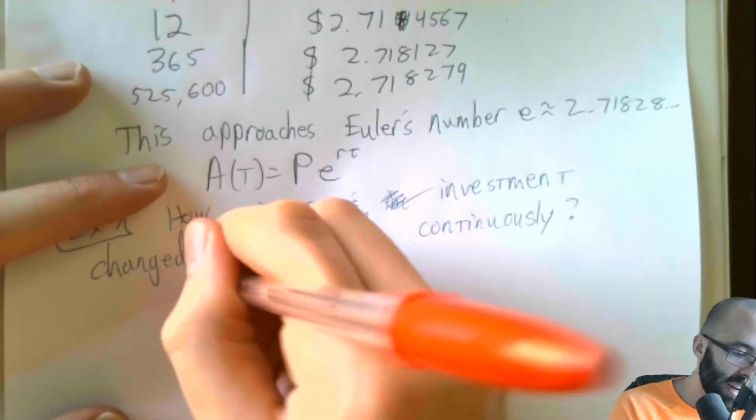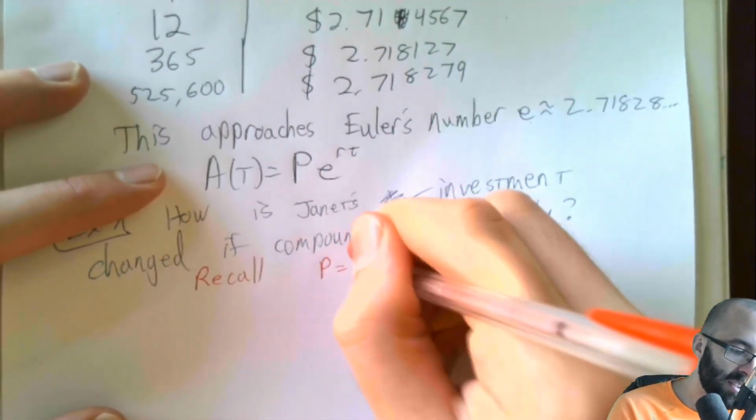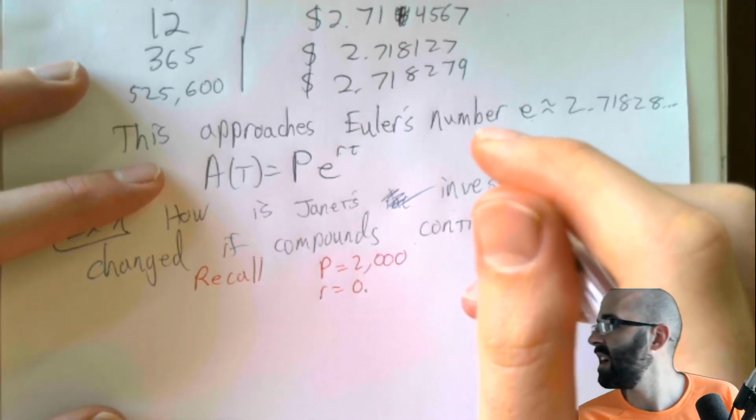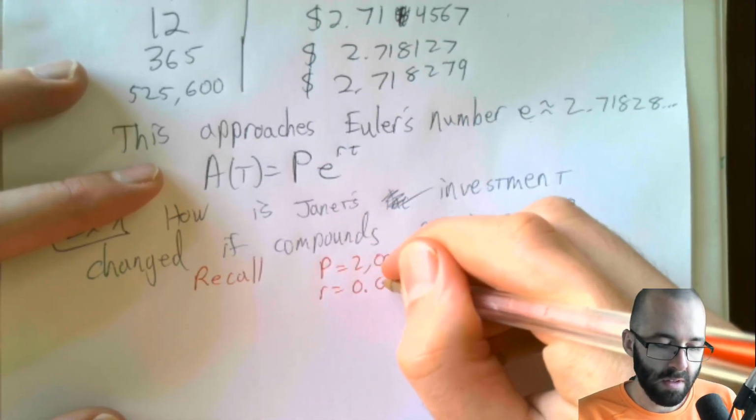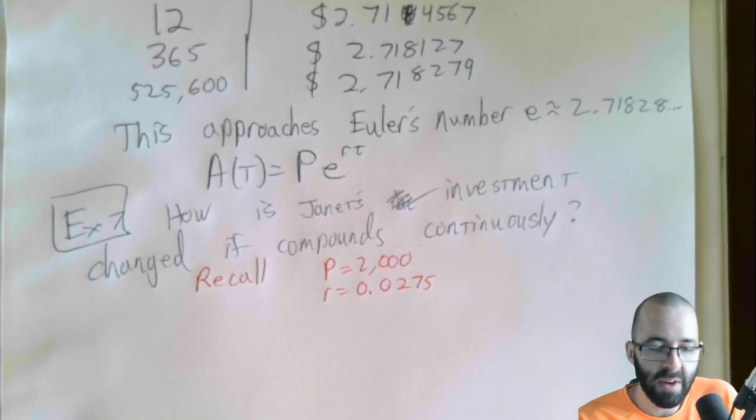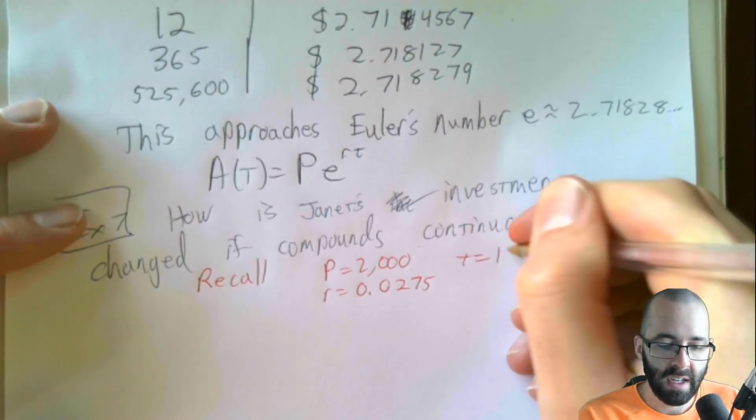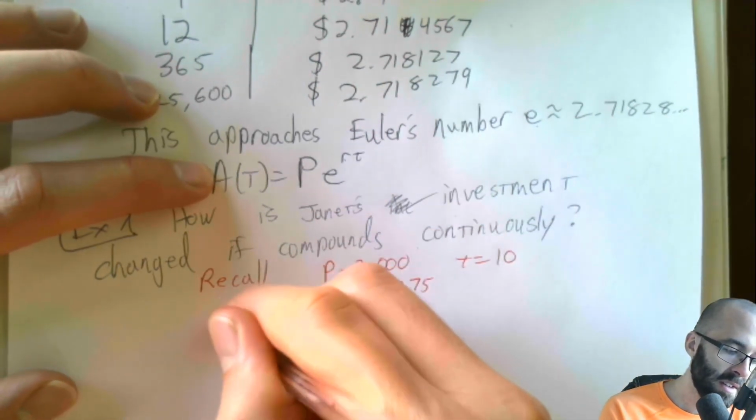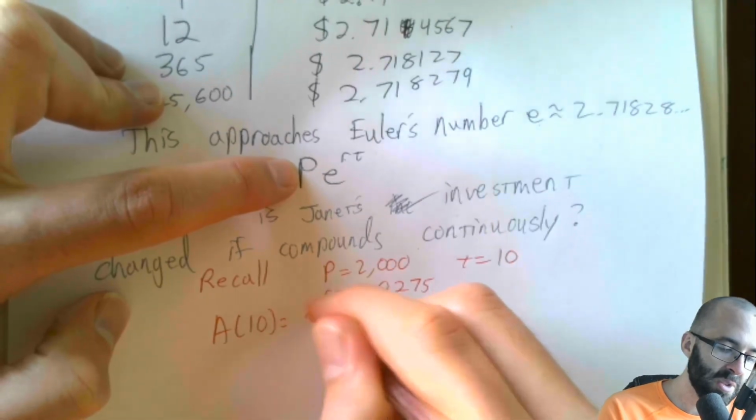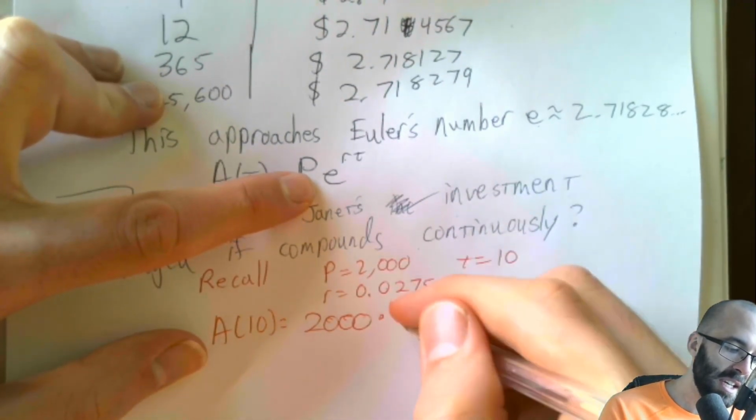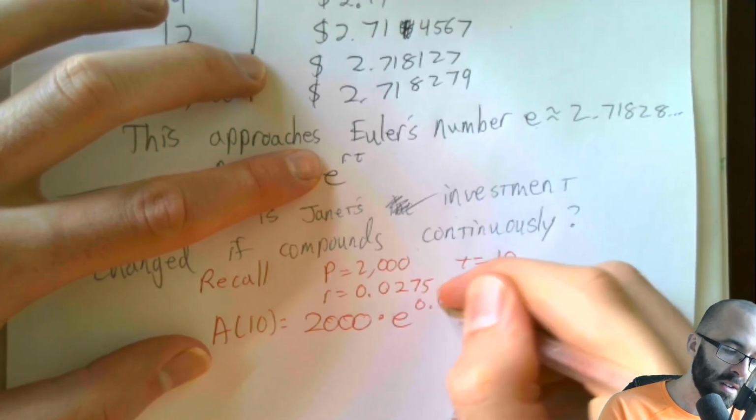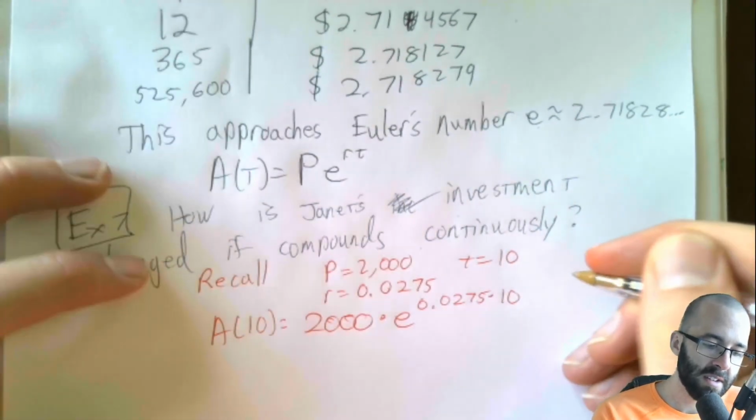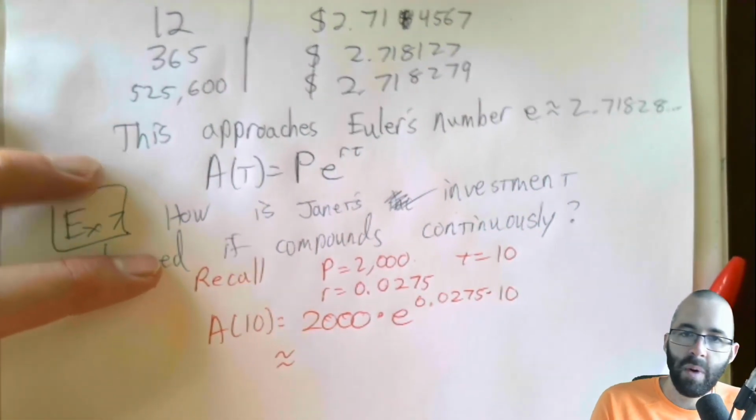So remember, right? Janet invested $2,000. The interest rate was 0.0275, I believe. Yeah, it was 2.75%. And we were talking about 10 years. Okay. So if it were compounding continuously, we would have A of 10 is equal to P, which is still 2,000, times e, which is Euler's number, to the r, 0.0275, interest rate as a decimal, times t, which is 10 right here. Let's plug that into a calculator and see what we get.